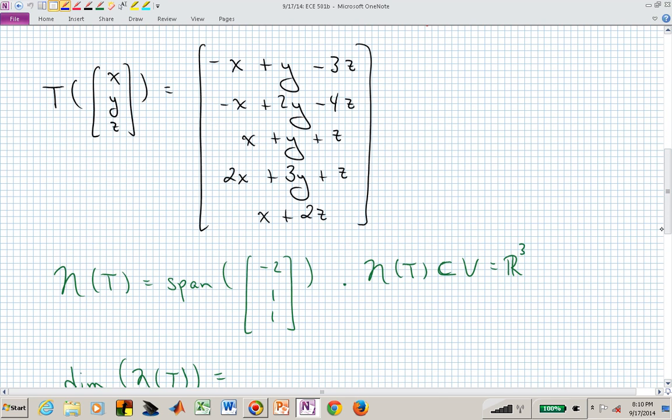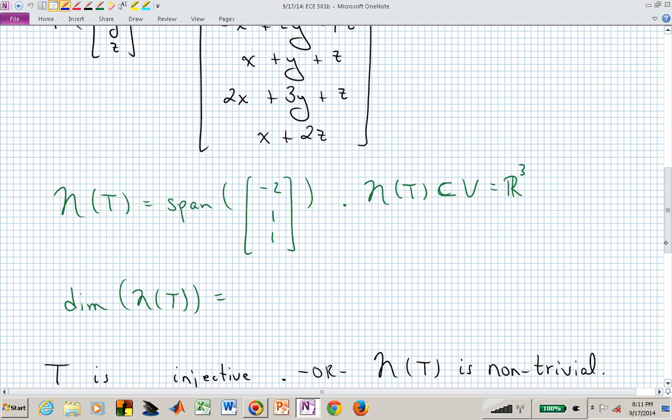If we remember back from before, we found that a scalar combination of -2, 1, 1, where x is -2, y is 1, and z is 1, that span is in the null space of this linear map, or anything that lies in that direction in R3 will map to the 0 vector in R5. That's what we mean by that.